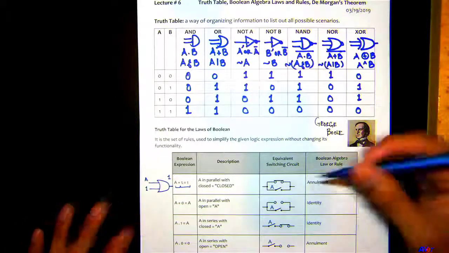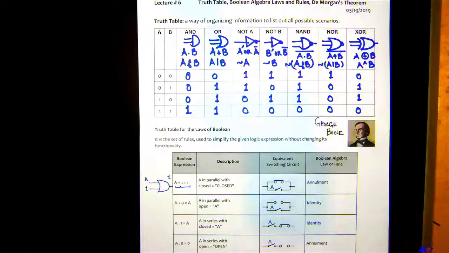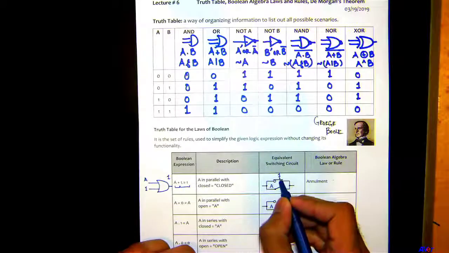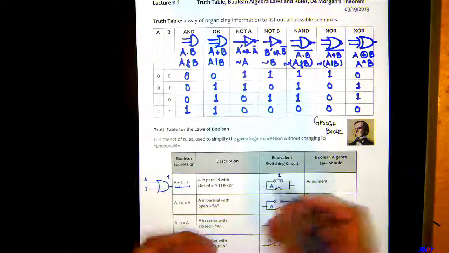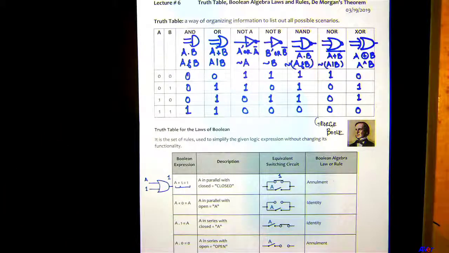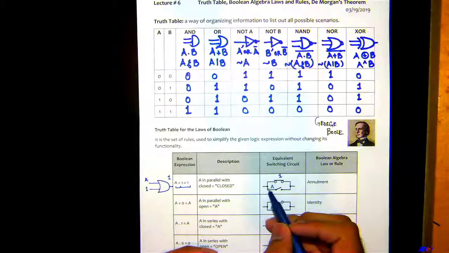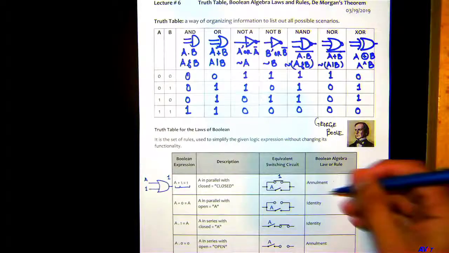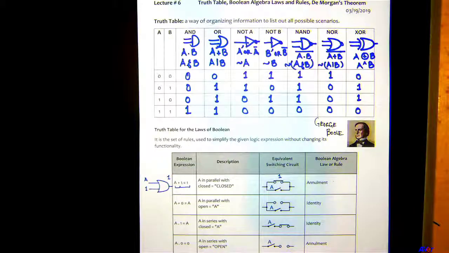And if you think of it, in the third column where I have this equivalent switching circuit, this is 1 and this is A right here. If you provide a voltage here and you have an LED or a light bulb connected, it's going to light up because there is a path for the electrons to flow. We call this the annulment law or rule.